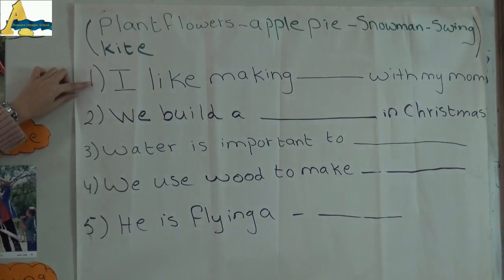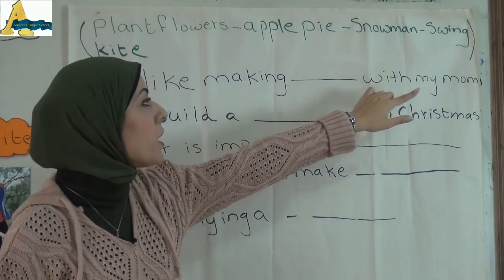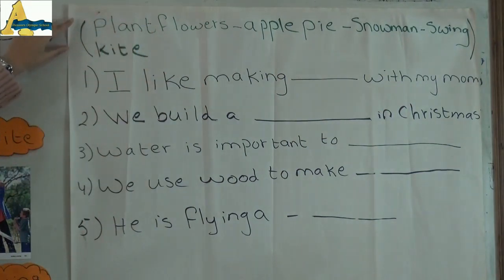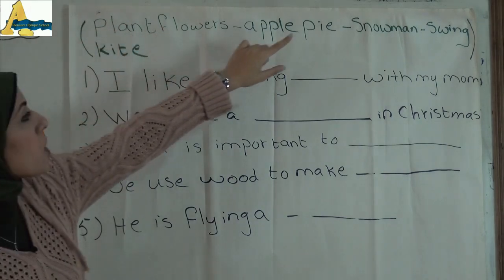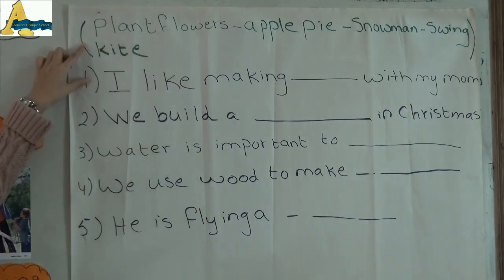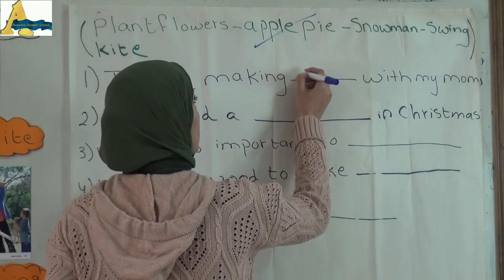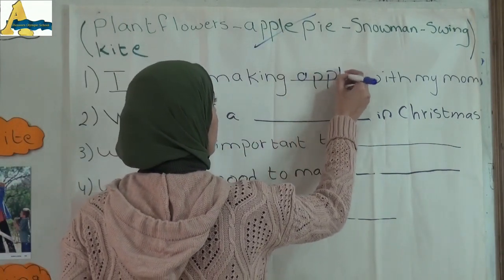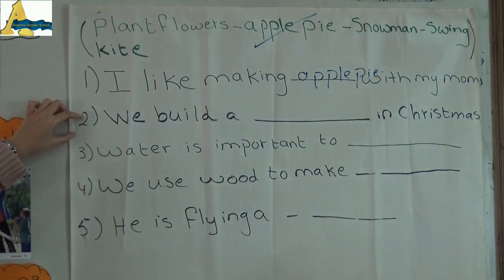Let's read the first sentence. I like making dots with my mom. Let's go back to our words. I like making plant flowers, apple pie, snowman, swing, or kite? Yes, excellent, apple pie. So let's write it here. And we cross it out. Let's move to the second one.